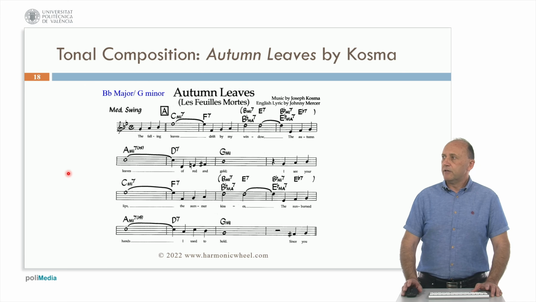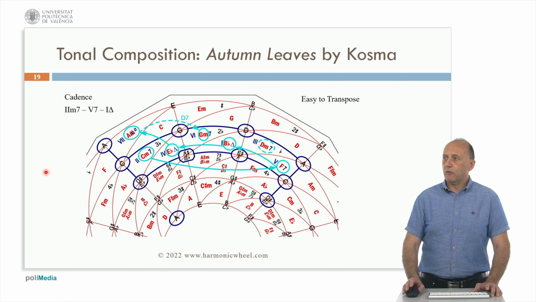Now, a tonal composition, Autumn Leaves by Joseph Kosma, which is written in B flat major and G minor. We can represent those chords on the harmonic wheel. The first chords are the cadence 2, 5, 1, that is second degree, fifth degree, and the first degree, and then other chords of this key. In most cases, the chord types are exactly the seventh chords printed on the harmonic wheel. So it is very easy to memorize this diagram.